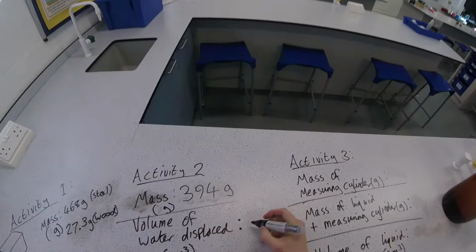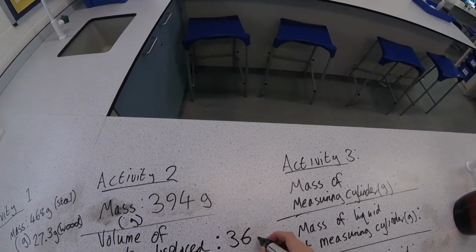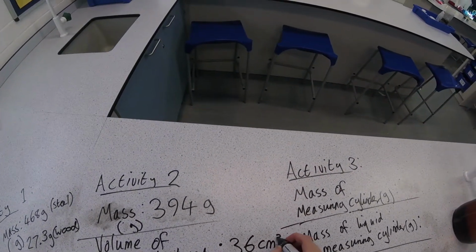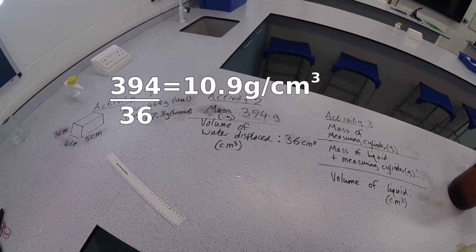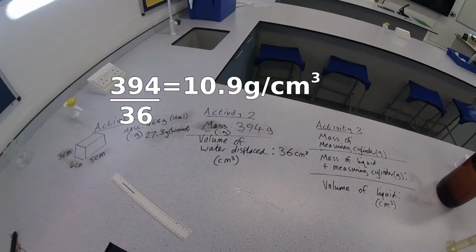Okay, right, next step, we need to calculate density. This one's not too difficult. I just take the mass of 394 and I divide it by the volume, which we just worked out was 36. So 394 divided by 36 gives me 10.9 grams per centimeter cubed of density.